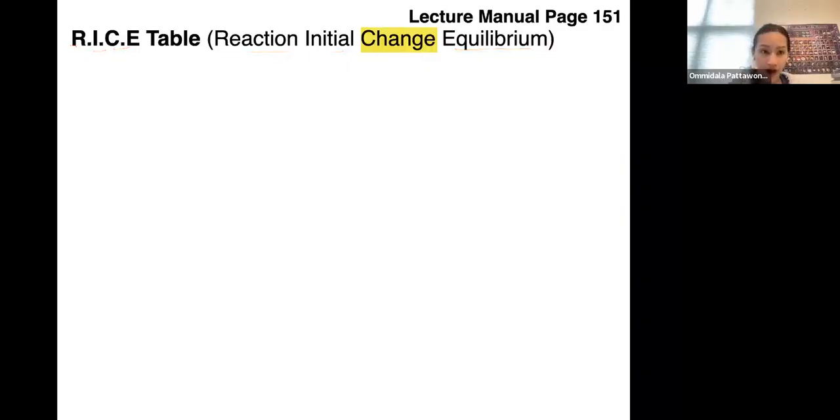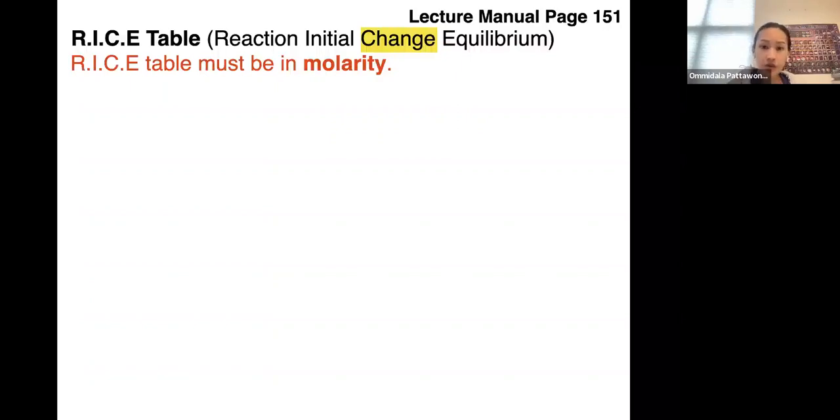Please note that in the OER textbook, you are going to see the word ICE table instead of RICE table. The reason I use RICE table is that I want to emphasize that you need to include the reaction, the chemical equation, so that it's easier for you to follow what is going on. Another thing I want to point out is that when you fill in the RICE table, you need to use molarity units, which is moles of solute per liter of solution. So you need to know how to convert these units.